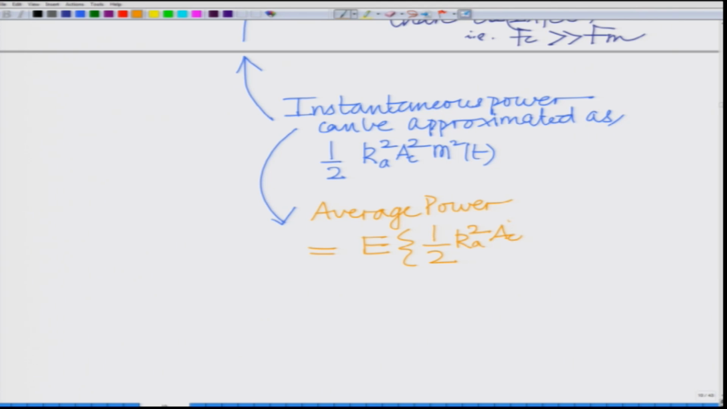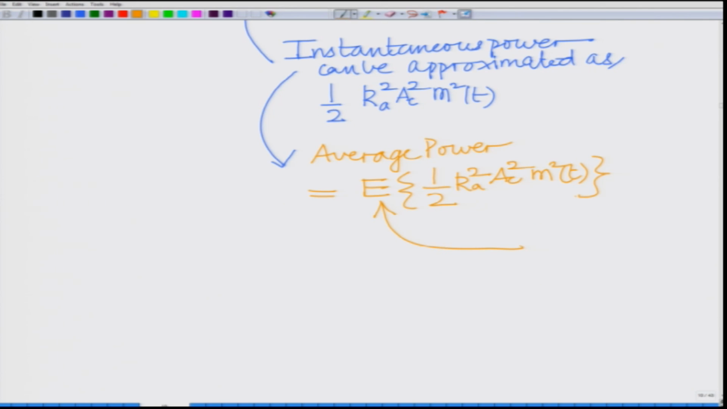Remember, E stands for the expected value of a random variable or a random process. In this case, m(t) is a time varying signal, so it is a random process. E stands for expected, this is the expectation or the average value.